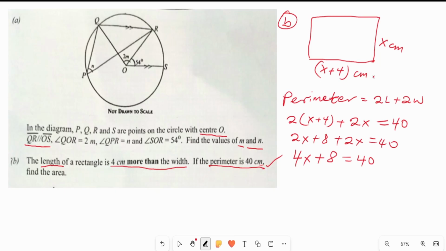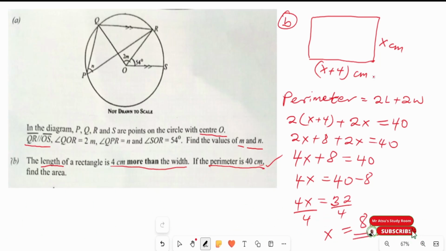Subtracting 8 from both sides, we're going to have 4x equals 40 minus 8, and that means 4x equals 32. And dividing both sides by 4, x will be equal to 8 centimeters.